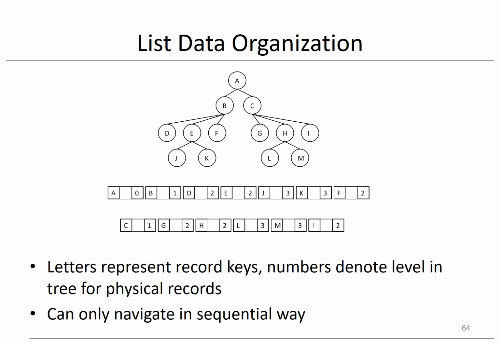This figure illustrates how a logical tree structure is represented physically in this way. The letters represent the record keys, the numbers denote the level in the tree for the physical records. Note that such a representation is only navigable in a sequential way. For example, it is not possible to directly navigate from node B to node C without passing through all of B's descendants.